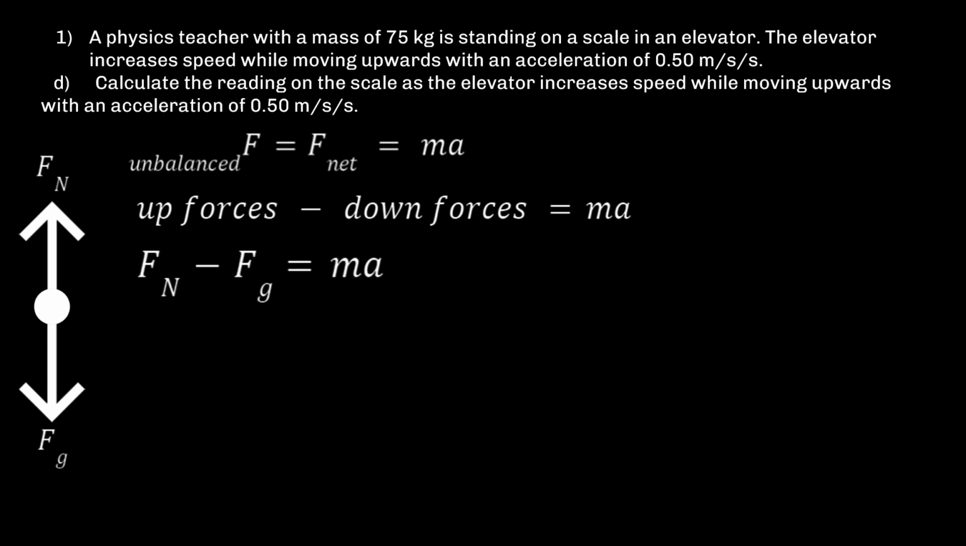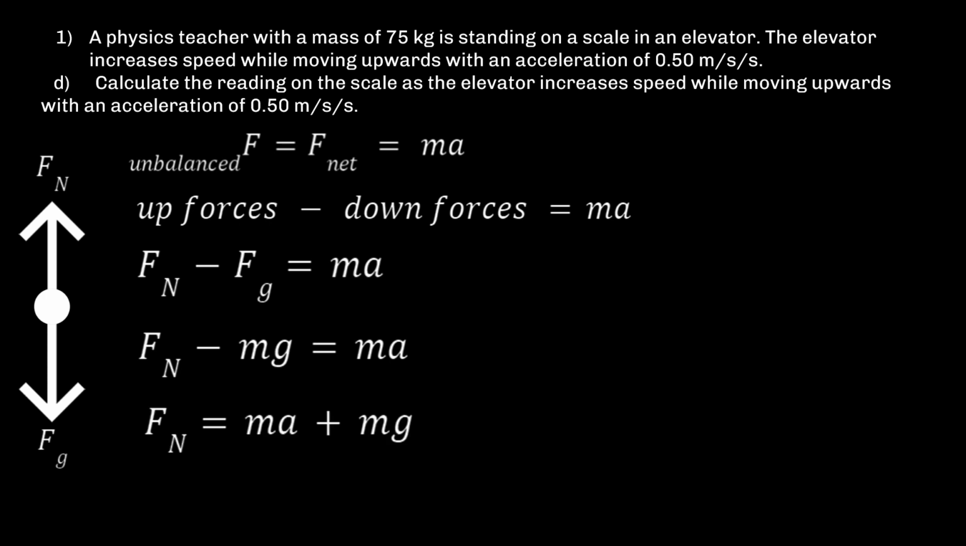Then I go one step further and plug in the equation for Fg. I know from my facts that it is m times g. So we have the normal force, or the force of the scale, minus mg is equal to ma. Now the ultimate goal is to get normal force on one side of the equation all by itself. Since mg is attached to it by a subtraction sign, I'm going to do the opposite operation and add mg on both sides of the equation, and be left with my normal force, or the reading on the scale, equal to ma plus mg. Now I can plug in numbers and plug into my calculator.